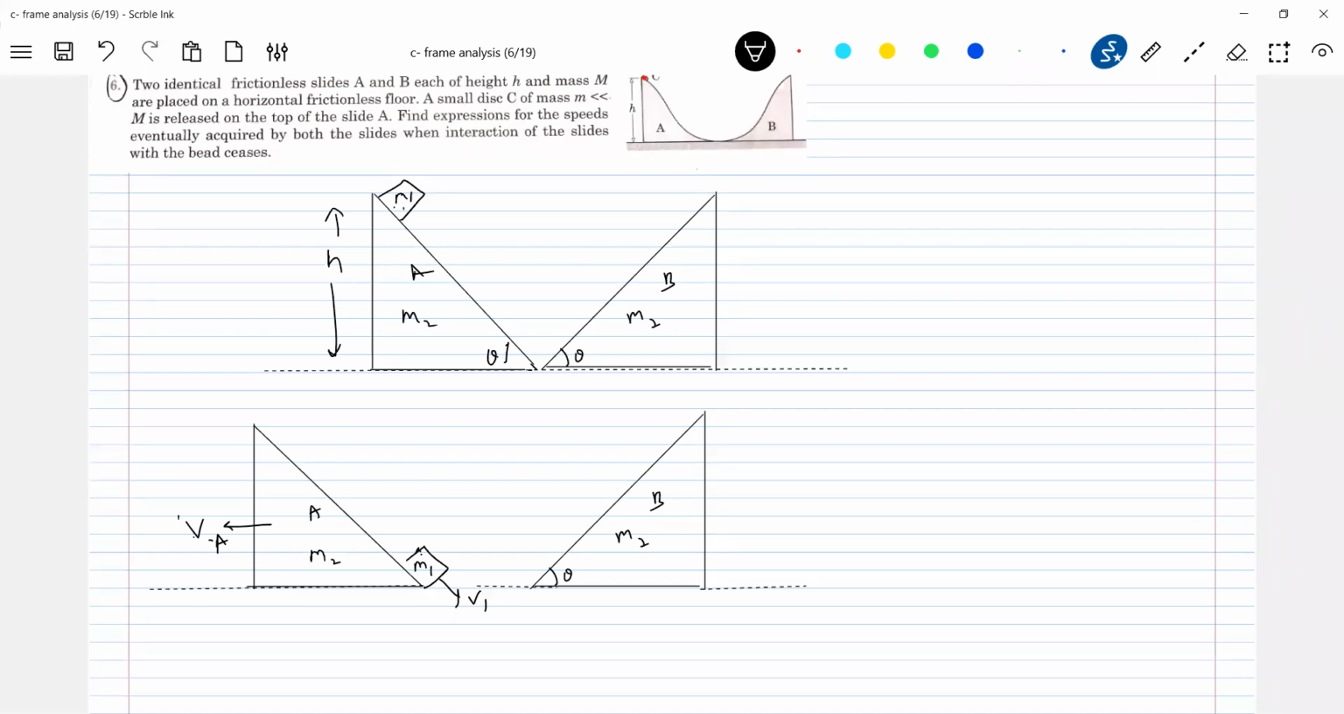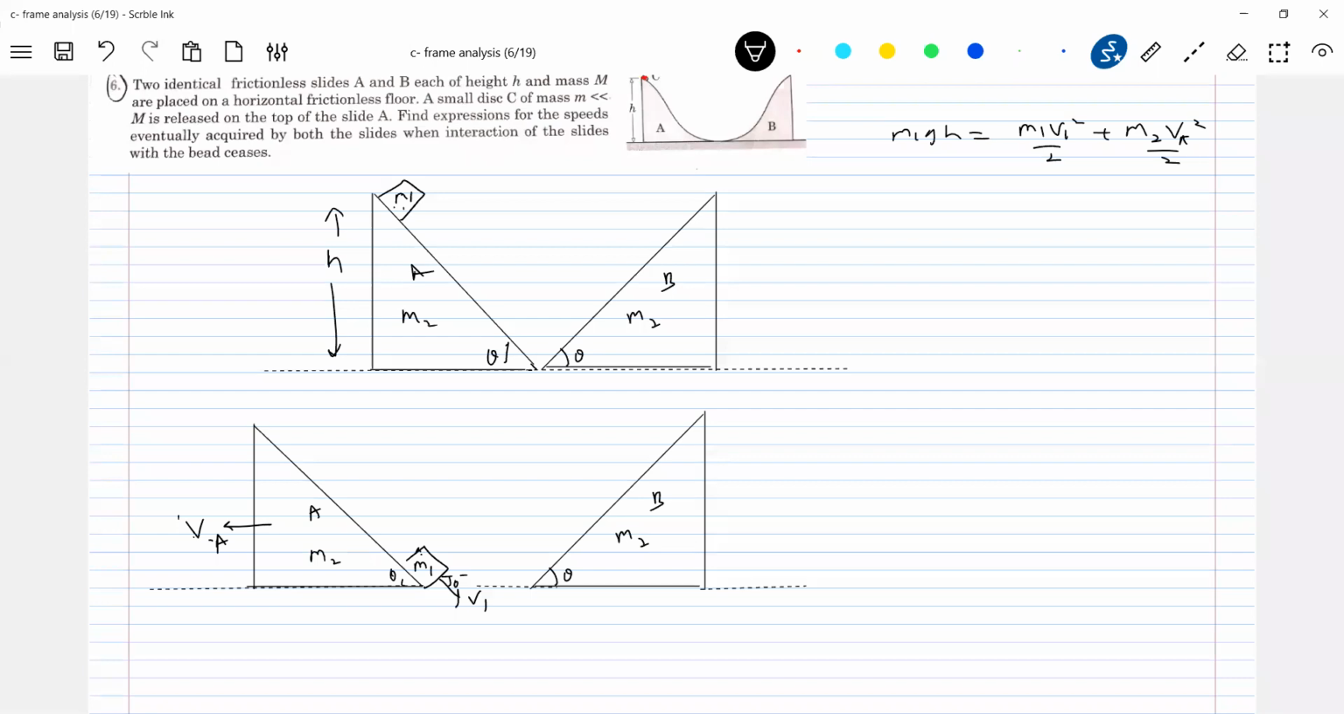Decrease in potential energy, M1 g h, should be equal to half M1 V1 square plus half M2 VA square. Then applying conservation of linear momentum. A component of velocity will be there in that direction, because at this particular point a component of velocity will come into the picture. So here this is theta I'm taking.